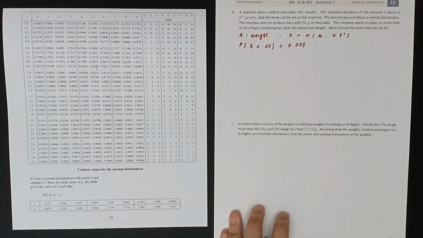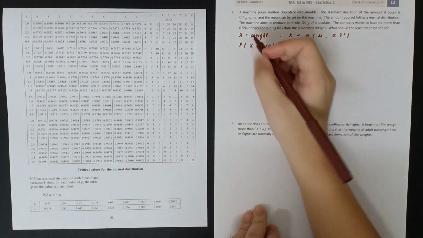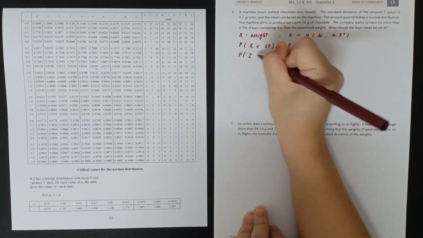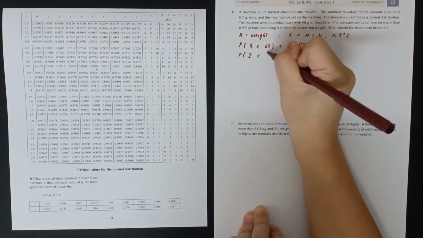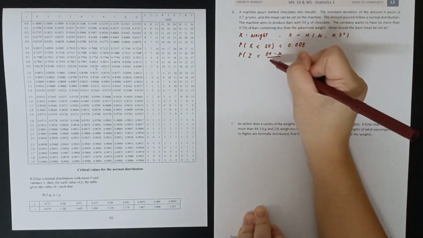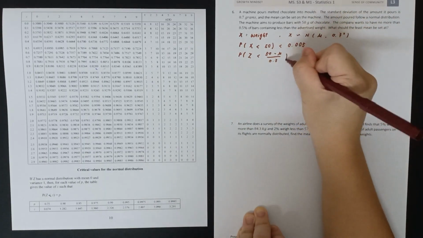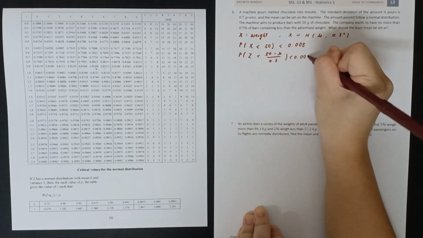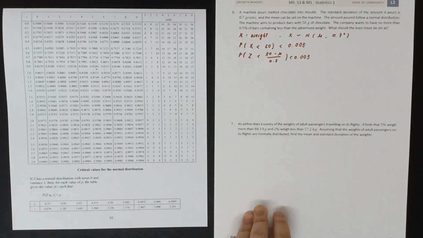Okay, so after that, you are going to solve that. What is the mean that I should set on the machine, so that when I produce it, I wouldn't get more than 0.5% with a weight less than 50 grams, which is what I advertise? Okay, then I'm going to standardize it as well. So probability Z less than 50, then I don't have my mean, right? Then I'll write down my mean. My standard deviation here is 0.7, less than 0.005.